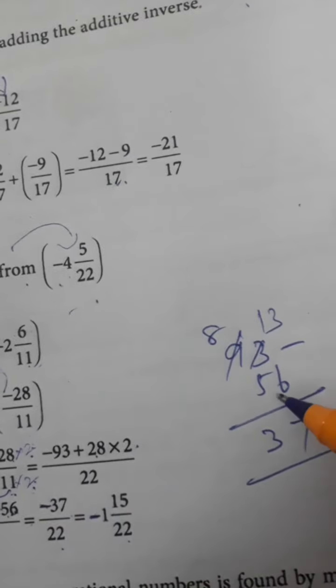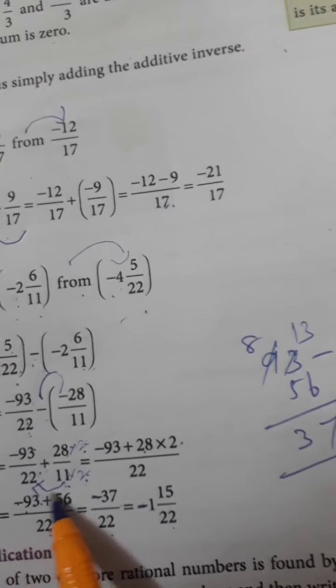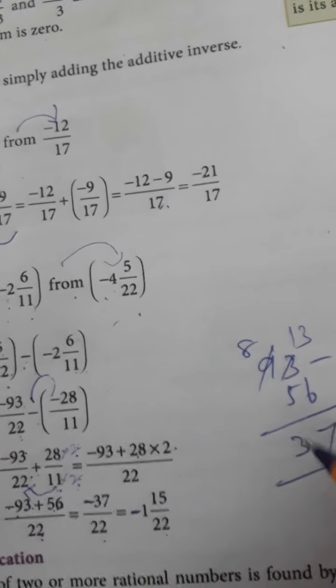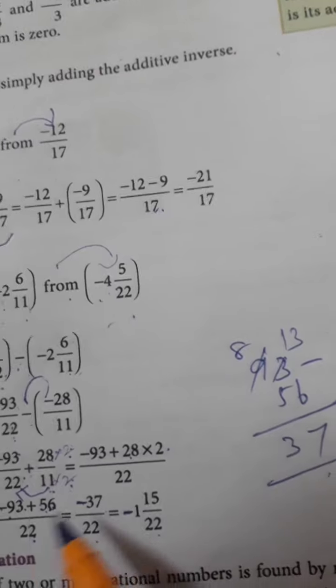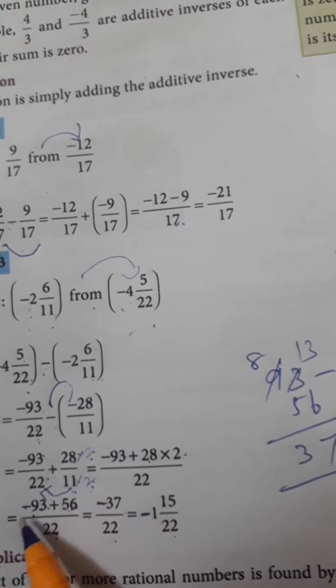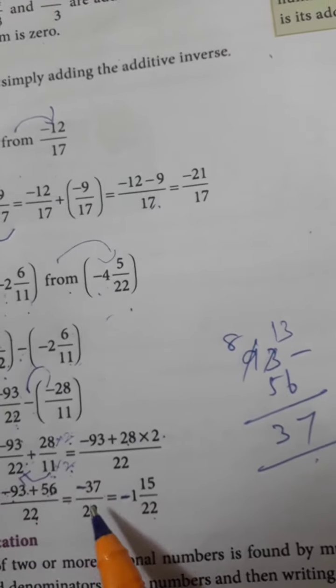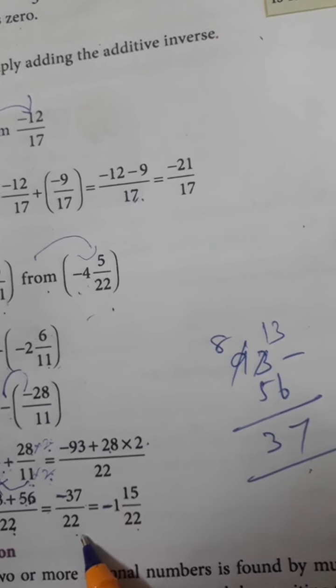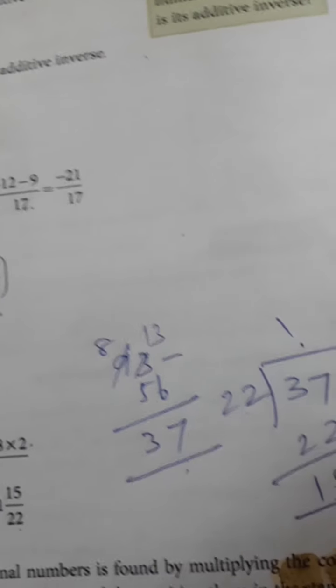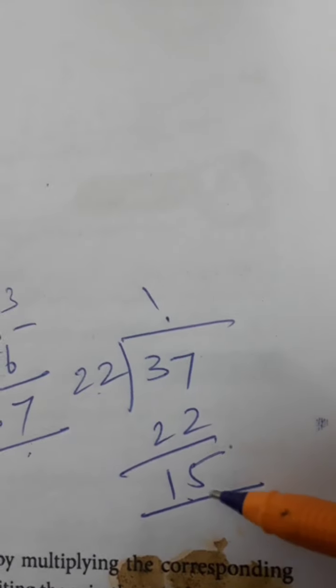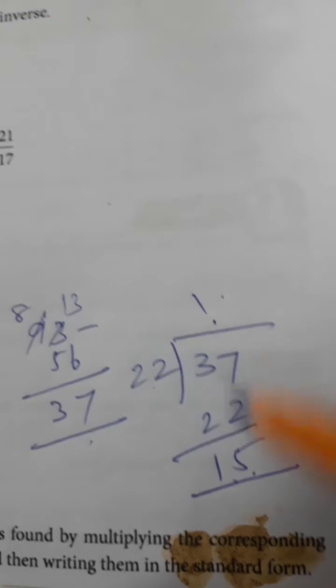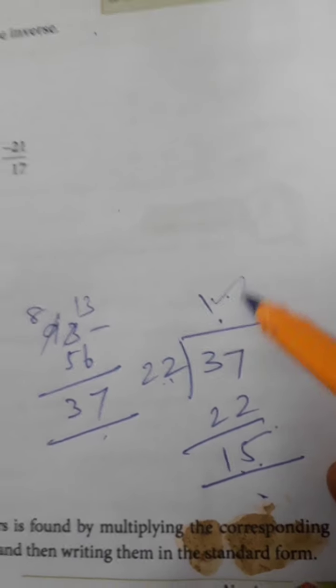Minus 93 plus 56 equal to, first subtract the numbers. The two numbers have unlike symbols, so you must subtract the numbers: 37. 93 is the greater number, its symbol is minus. Minus 37 divided by 22 is equal to, you divide 37 by 22. 1 22 is 22, minus, and the remainder is 15. 1 15 by 22. First write the quotient 1.